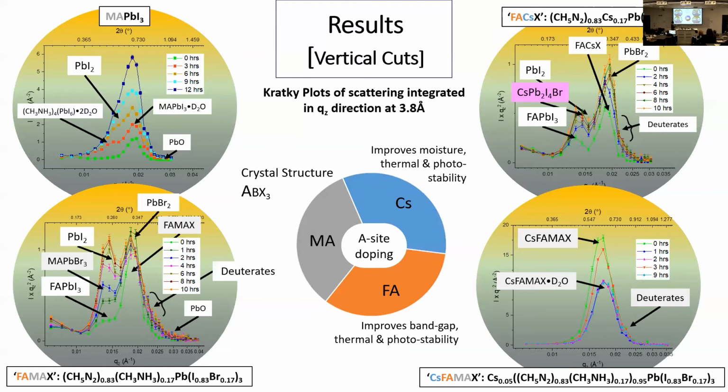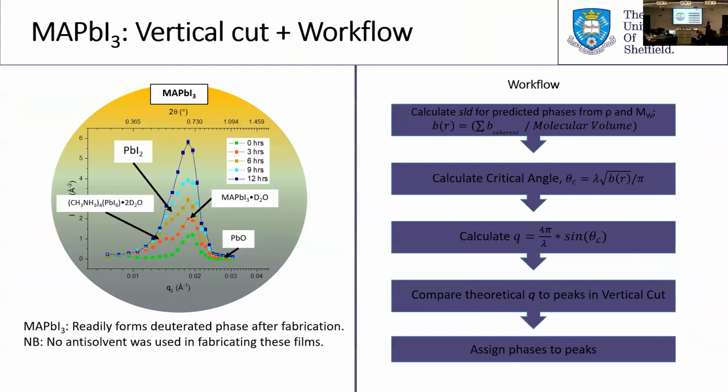In contrast, the other films, at least the FAMAX and the FASIX films, show segregation into FAPI as the initial perovskite. In contrast, the cesium FAMAX film doesn't show the segregation, but you do have a slight production of deuterates, shown by the little shoulder on the right. So I'm just going to go into this in a bit more detail.